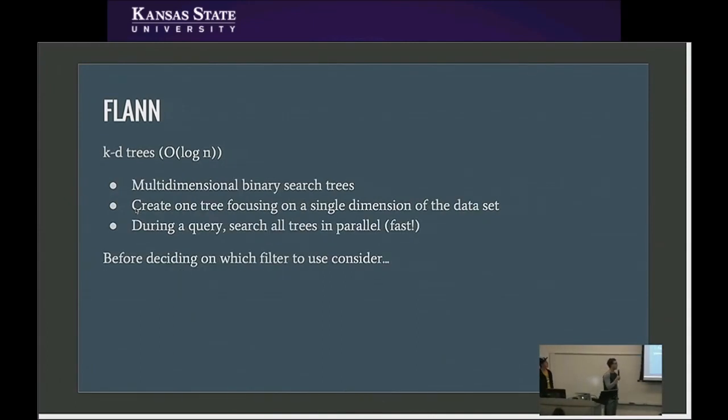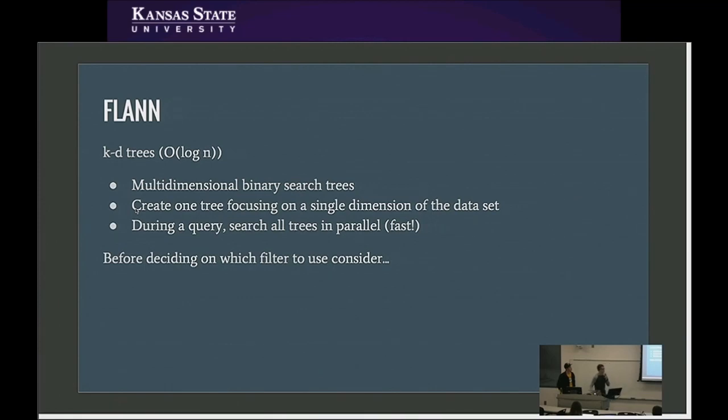And KD trees is the last one. This ran in log-n time. They're multi-dimensional binary search trees, and what I mean by that is they have a dimension for each variable that was included in the k nearest neighbors algorithm. So you create one tree based on one variable, another tree based on another variable, and then you can query them in parallel because you only care about certain variables.